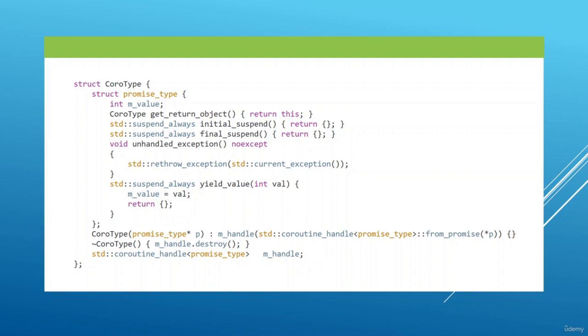If you take a closer look, you're going to see that our yield_value method is going to return an awaitable. So if we want to suspend, we need to return suspend_always. If we don't want to suspend, we need to return suspend_never from the yield_value method. And once we have this, our code is going to work, and we can use it to yield values and use them in our C++ program.